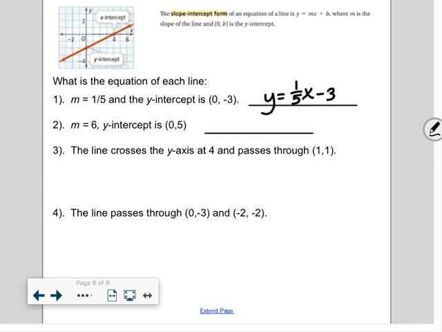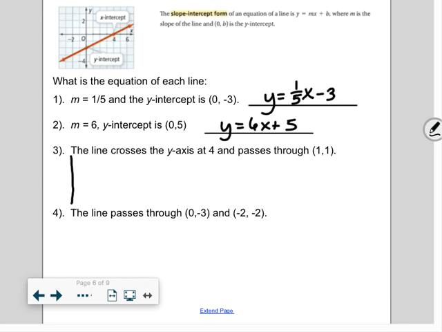All right, how about number 2? All right, Chris, if m is 6, and the y-intercept is 0, 5, what's the equation? Y equals 6x plus 5, because 5 is positive. All right, number 3. The line crosses the y-axis at 4 and passes through 1, 1.